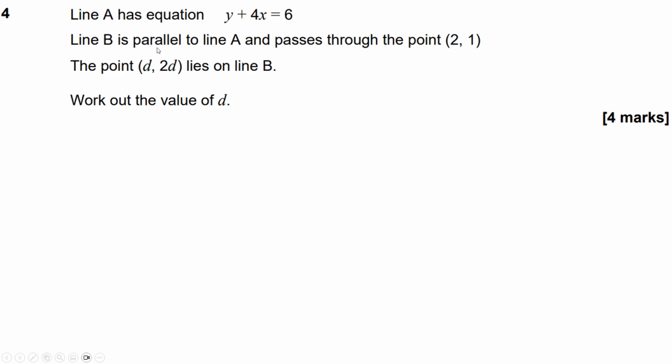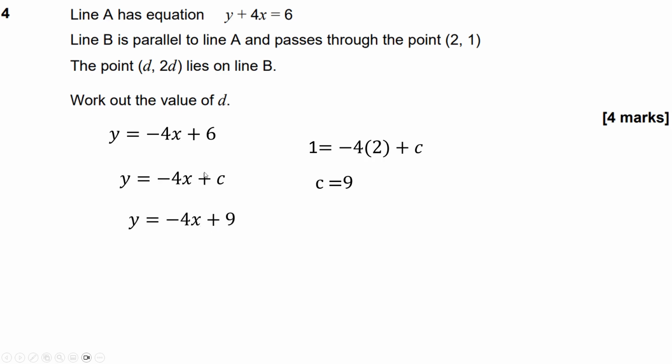Line A has this equation, line B is parallel and passes through this point, and figure out what d is. Okay, so just rearrange this. If it's parallel, it's going to have a different y-intercept, so change that to a c. You know that B goes through this point, so plug those coordinates in to get what the y-intercept is. You'll get 9. So y equals minus 4x plus 9. And then plug in d and 2d for the x and y. And then just rearrange for d. So d equals 3 over 2.